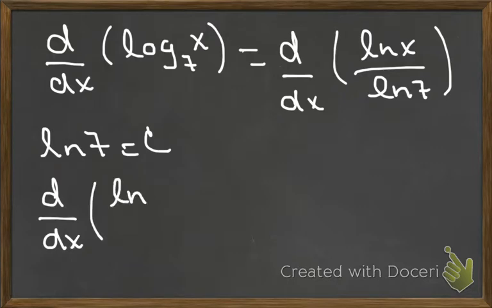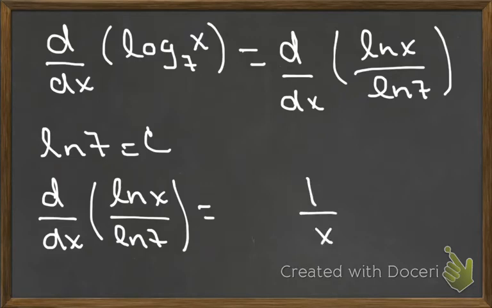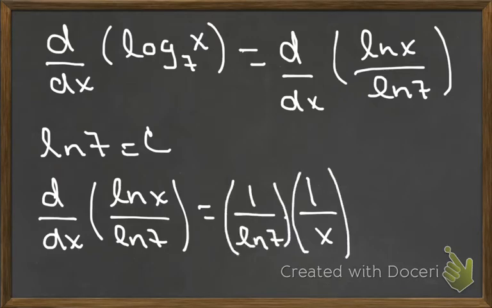So then this derivative of the natural log of x divided by the natural log of 7 is simply equal to the derivative of a natural log of x, which is 1 over x, times that constant that's still there, which is 1 over the natural log of 7. And so this looks better if I write this as 1 over x times the natural log of 7.